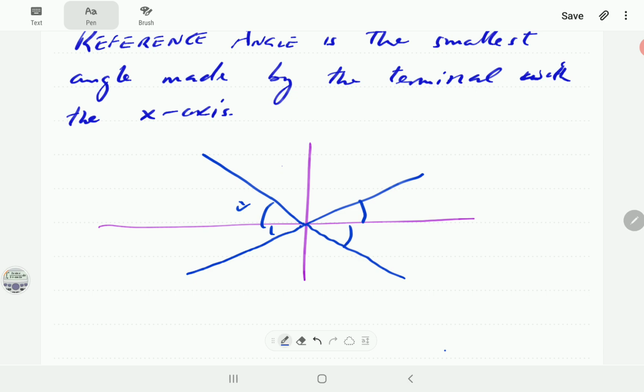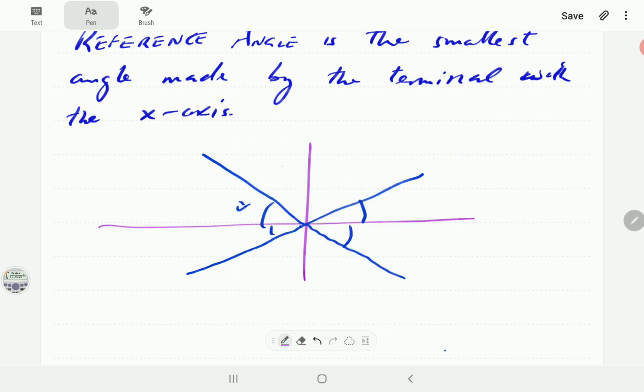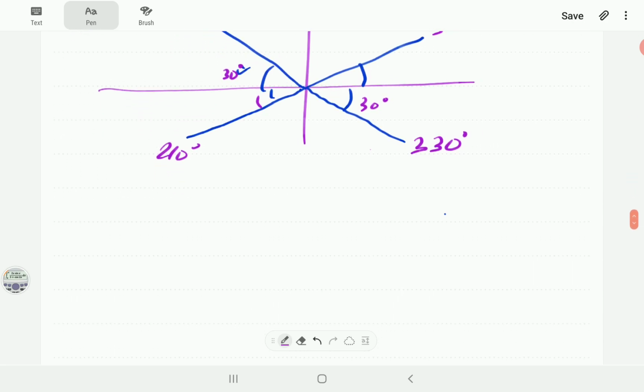So if we take that example of 30 degrees that we did before, this is 30 degrees, it's got reference 30. If we take 150 in the second quadrant, then this angle here is going to be 30. If you take 210, then again that is going to be 30. If you take 330, then that is going to be 30 again. So these four angles are all going to have the same reference angle.